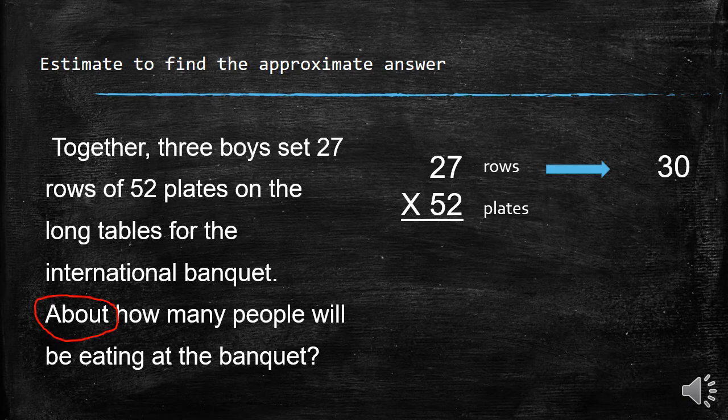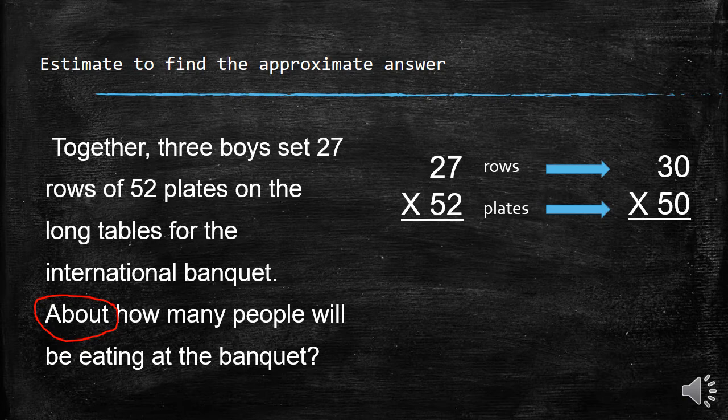Well, 27 comes between 20 and 30, but the 7 tells us that it's closer to 30. So we're going to round 27 up to 30. 52 comes between 50 and 60, but that 2 in the ones place tells us that it's closer to 50 than to 60. So we're going to round it to 60. I'm sorry, to 50. Now we're ready to multiply.